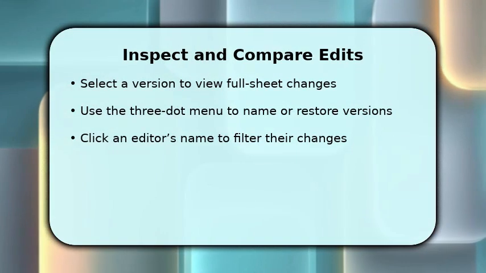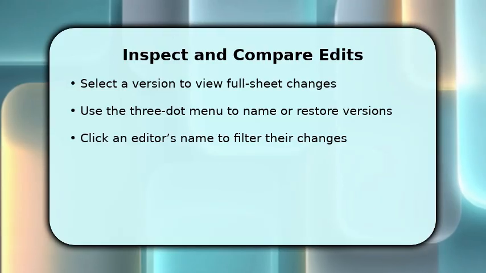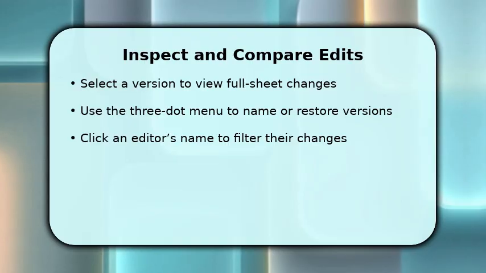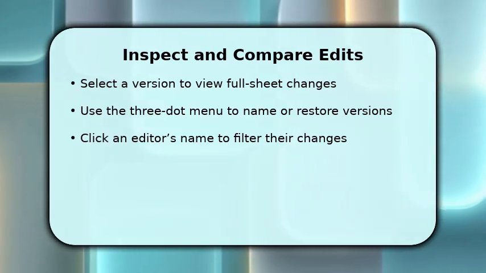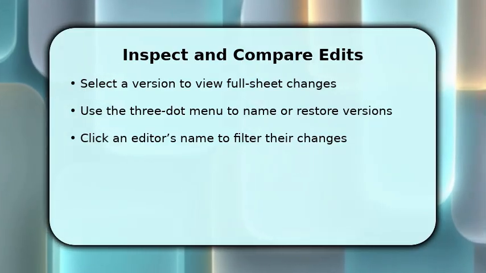Next, you inspect differences and compare edits to understand who changed what. Select a version from the list. Google highlights altered cells and shows the editor's name. You can click the three-dot menu beside a version to name it for context or to make a copy.